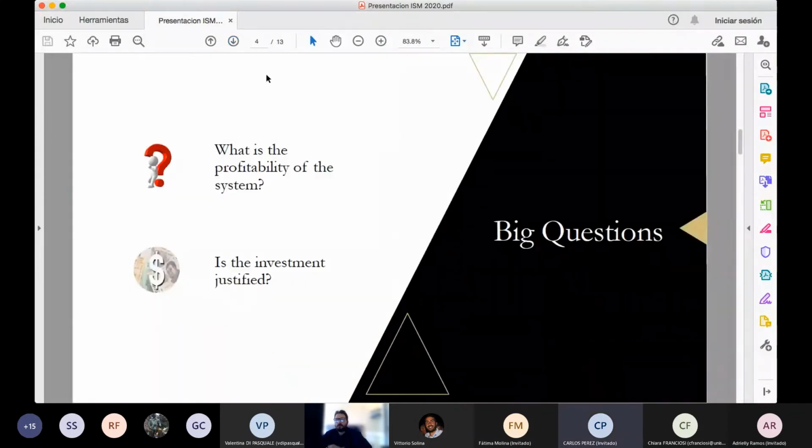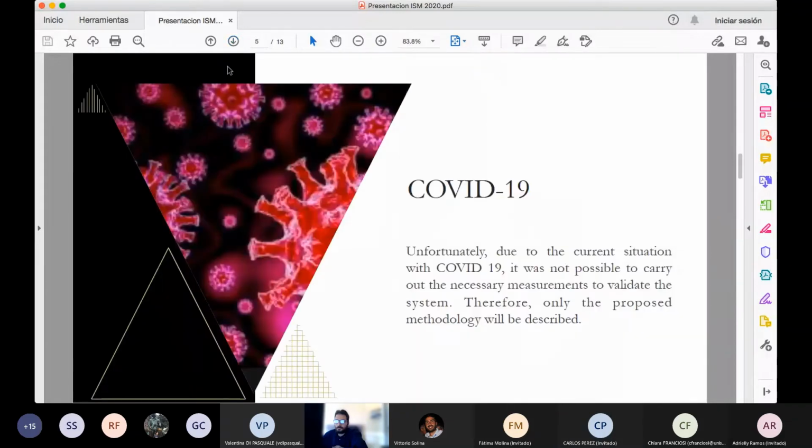So here are two big questions. The first one is, what is the profitability of the system? And the second, is the investment justified? To answer these questions, one company in Mexico City let us carry out the research. Unfortunately, due to the current situation with COVID-19, it was not possible to carry out the necessary measurements to validate the system. Therefore, only the proposed methodology will be described.